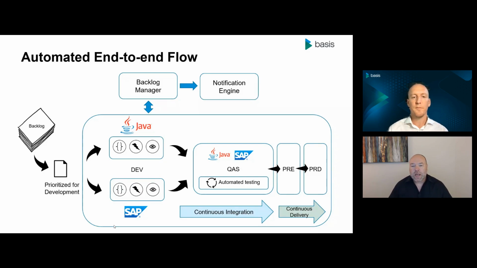Then we're going to have this continuous integration, continuous delivery for both respective technologies. We're going to have to do some kind of automated testing to ensure that everything's okay. Of course, if it is, now we're going to go through and continuously deliver it to wherever we need to go.